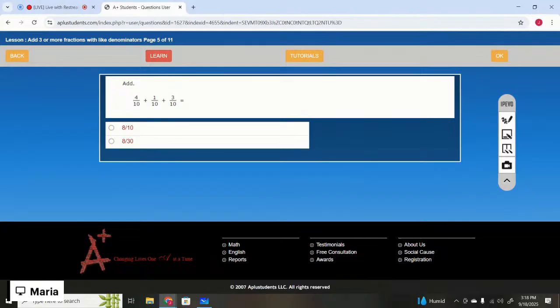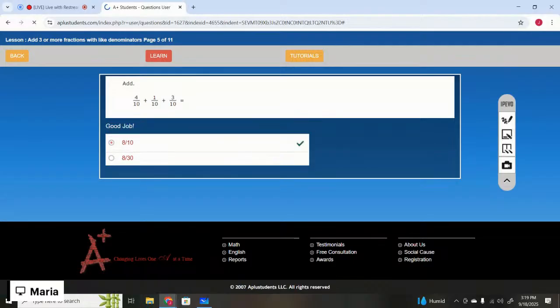Four by 10 plus 1 by 10 plus 3 by 10. That is 4, 5, 6, 7, and 1, 8. 8 over 10 it is. Option number 1 is the correct option.